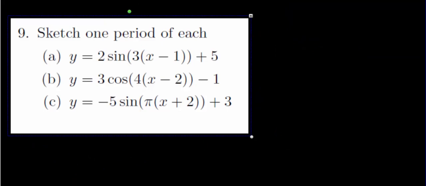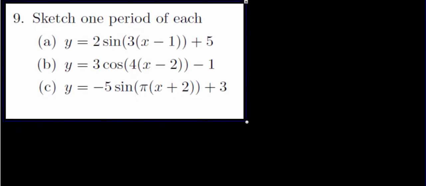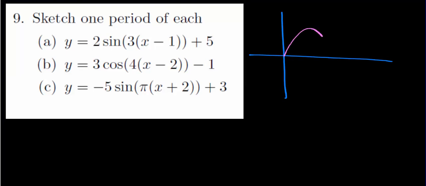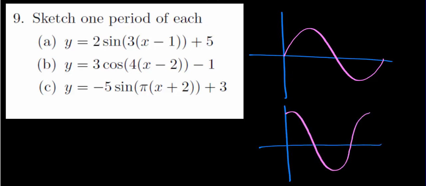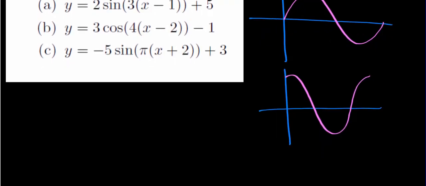Now, we want to talk about sketching graphs. And remember, the sketch of sine goes like this. The sketch of cosine goes like this. Those are the basic shapes. Now, I've got the first one here, 2 sine 3x minus 1 plus 5.